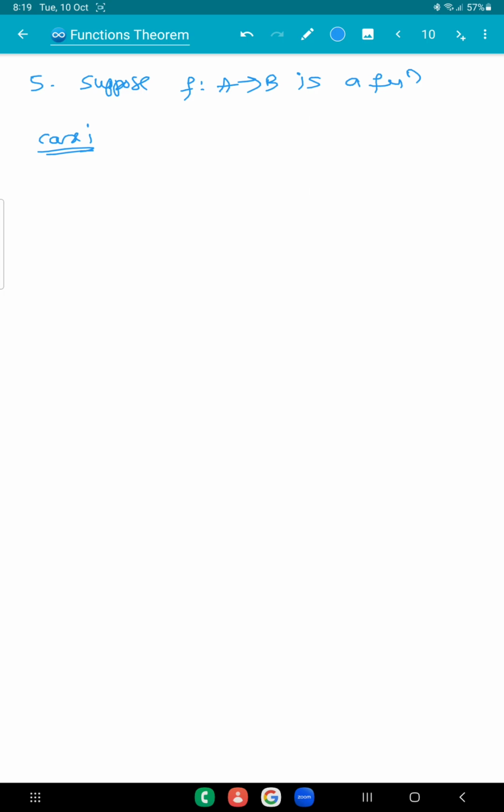we assume there exists a function g from B to A such that F circle g and g circle F are as given, and we show that F is bijective. So to prove that F is bijective, we need to show that F is one-one and onto. Those are the things to be considered. So first, suppose case 1, F from A to B is bijective. If it is bijective, we have to show that there exists some function.